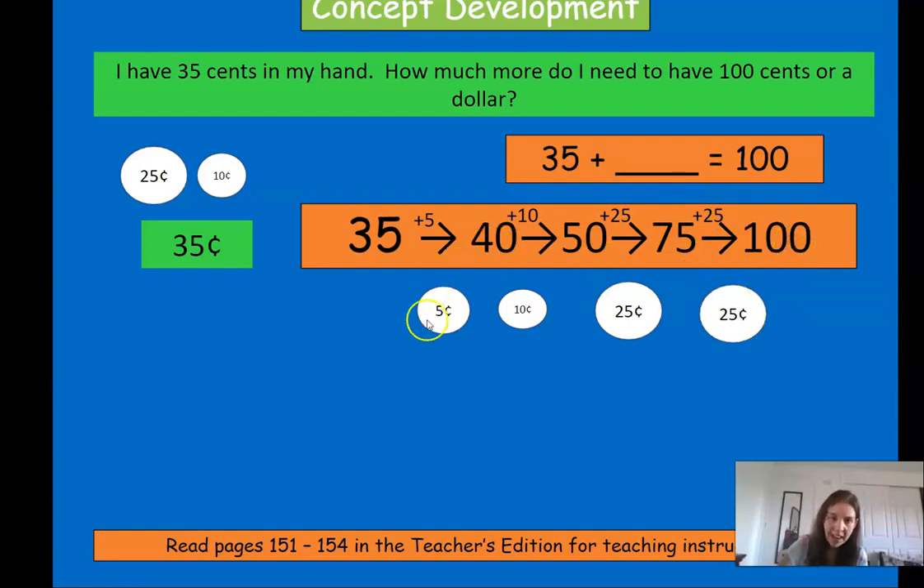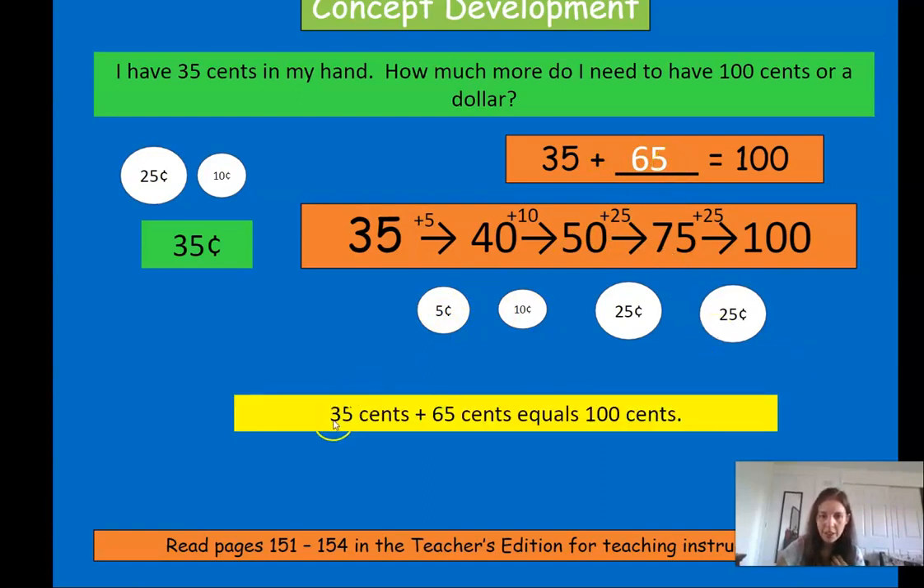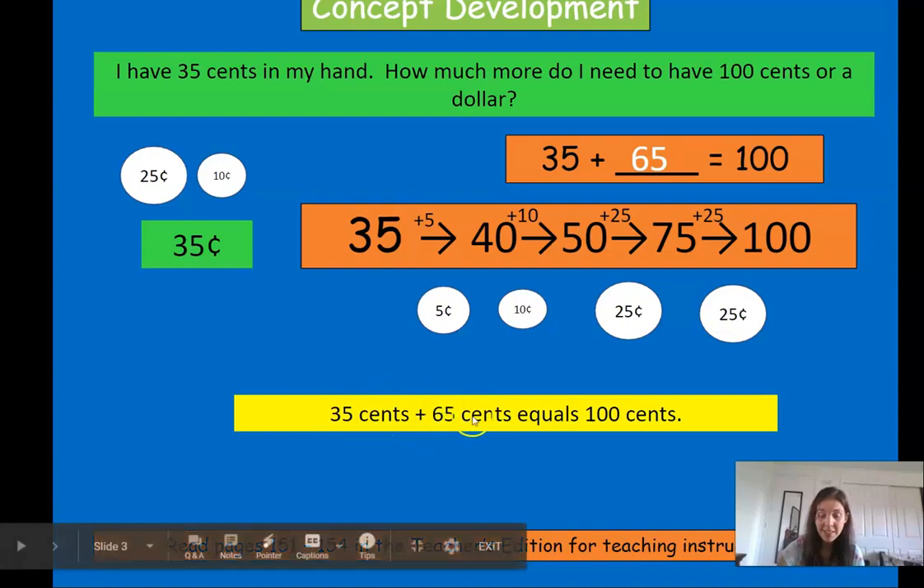So now we have to add up all of these numbers that we counted up. Now we have to add these up to get our answer, which is 65. 25 and 25 equals 50, plus 10 more is 60, 5 more is 65. 35 cents plus 65 cents equals 100 cents.